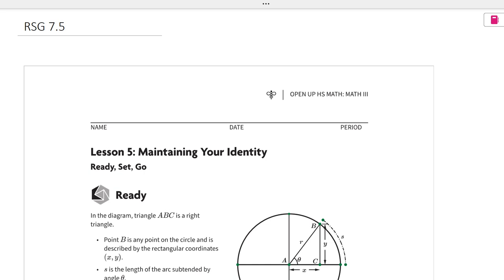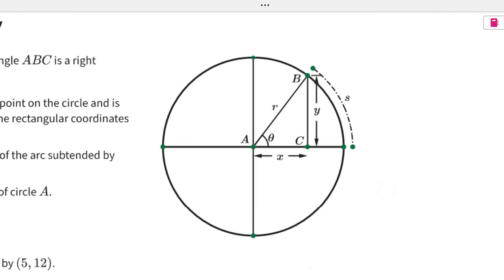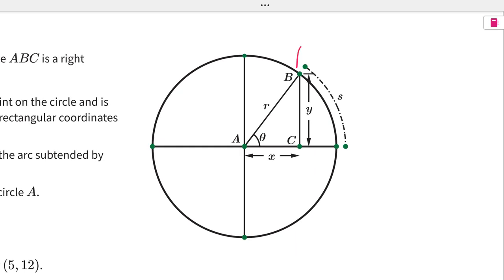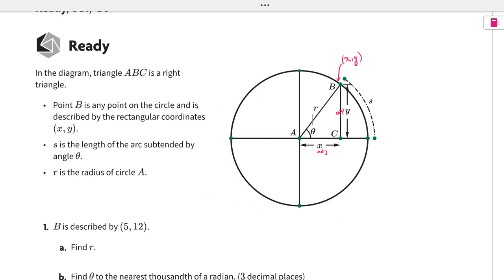So, the first thing we see on this page is a diagram, and it has a few things shown on here for us, right? It talks about point B, which we see right here. So let me point out that point B. So it gives us x and y, and it shows where x and y is on the triangle, right? That we have the opposite side of theta and the adjacent side of theta. And then it shows s as the arc length created by angle. And then, of course, we have our radius here as well, the hypotenuse of the triangle.